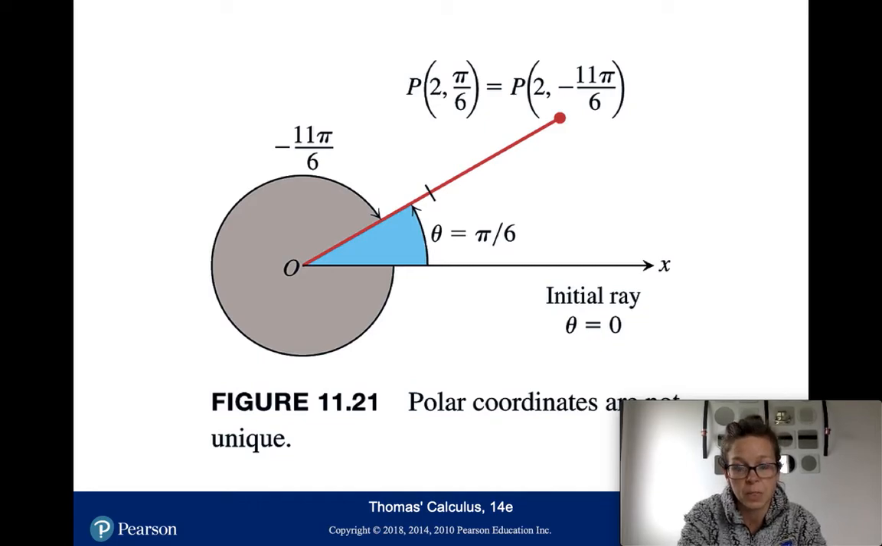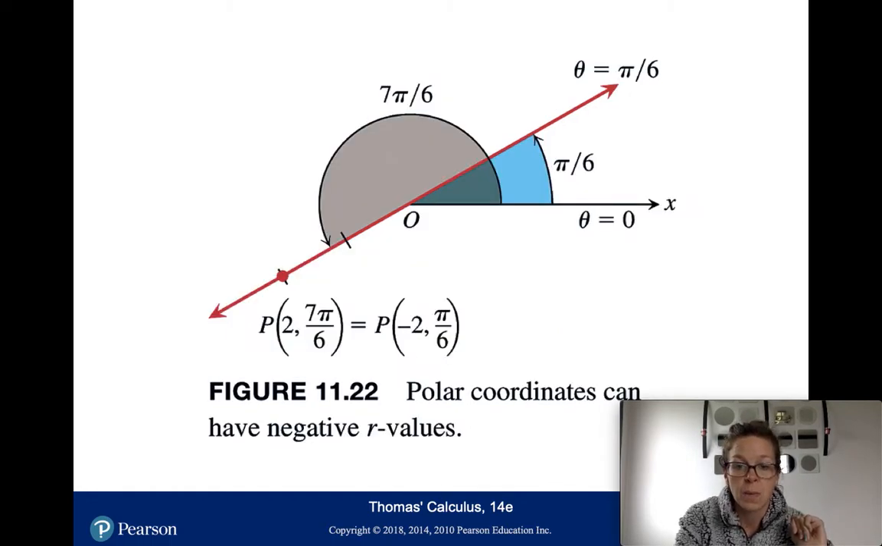So here's some examples. That point at the end of that segment could be named infinitely many different ways, but here's two different ways that we could name it. We could say that we've gone positive pi over 6 as our angle and out a radius of 2, but if we went around the other way, clockwise, we would have gone negative, because that's the negative direction, 11 pi over 6. So those 2 points, although they have different values in them, actually define the same point. So polar coordinates are not unique.